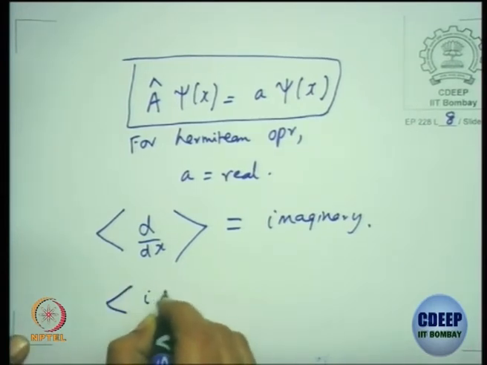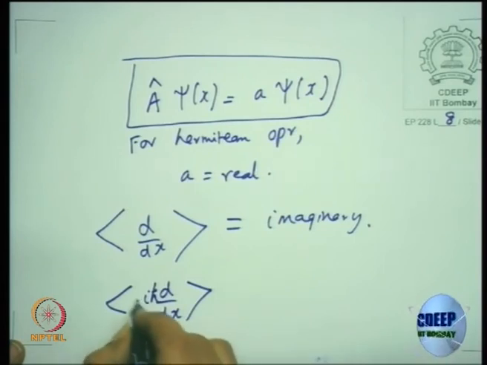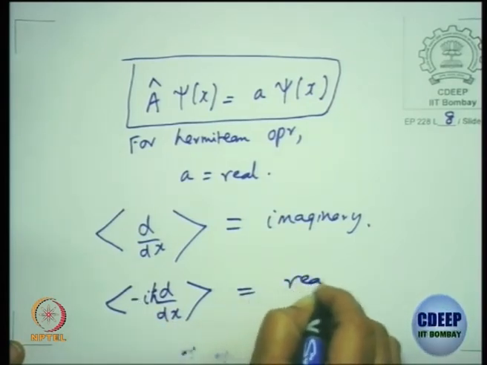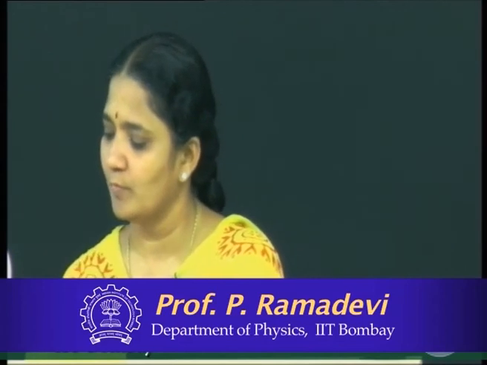So that's why we do this i d by dx, because with dimensions you have an h cross also with a negative sign. This will be real. I'm sure you would have done it in one of the assignment problems: the expectation value of del by del x is imaginary. Have you done this or no? If you have not done it, please do it. It's not difficult. Please try and prove that the expectation value of the del by del x operator for a particle in a box is imaginary, whereas minus i h cross del by del x is going to be real.